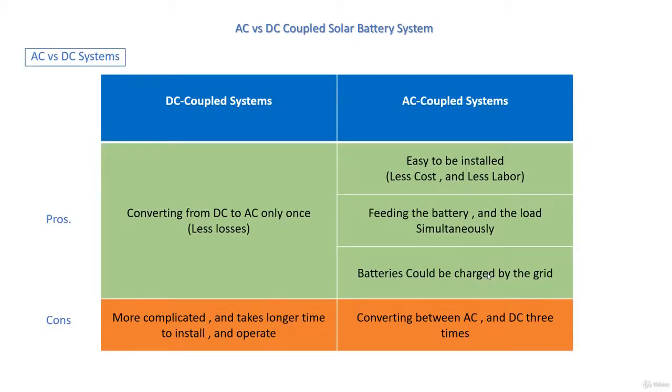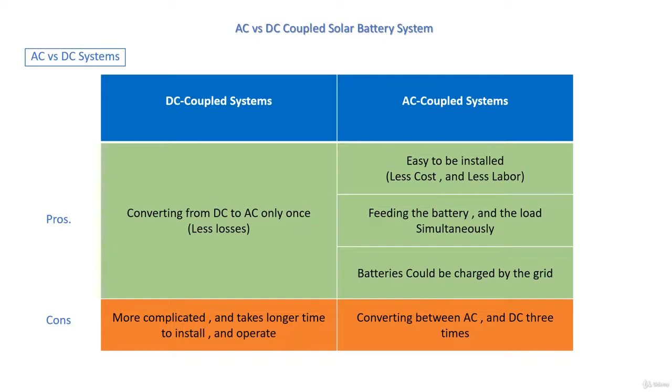For AC coupled systems, the main advantage of AC coupled solar battery systems is that they are easy to install, requiring less cost and less labor. Another thing is that AC coupled systems feed the battery and the load at the same time. No need to wait for the batteries to charge, then feed the load. Thirdly, due to the connection of AC coupled systems, the battery system can be charged through the grid, so it gives more stable output and increases the battery life while not only depending on the solar electricity for charging.